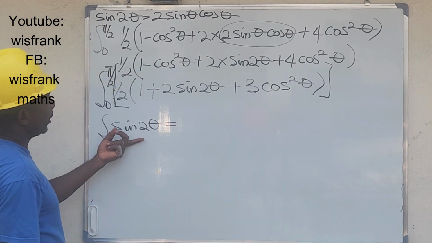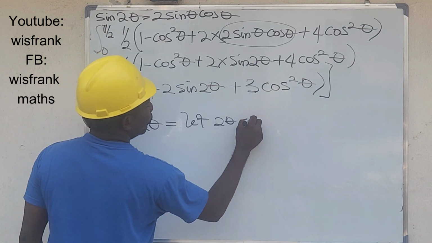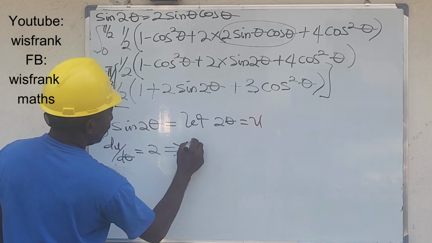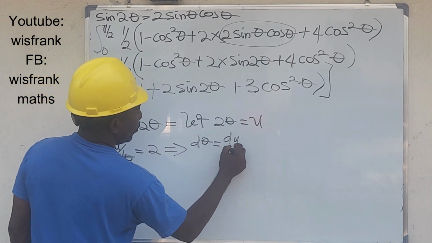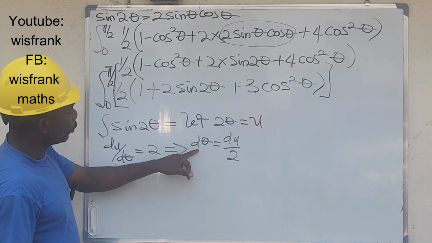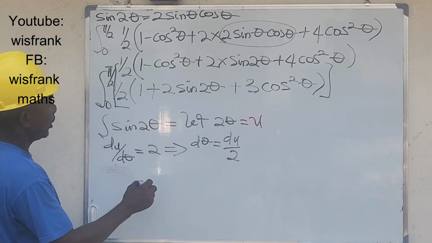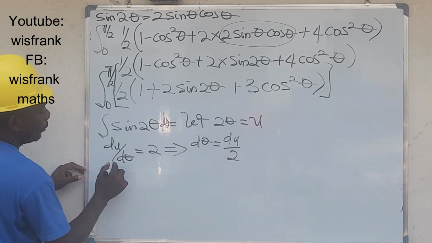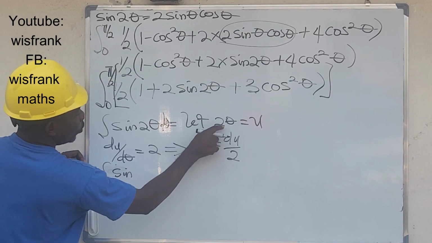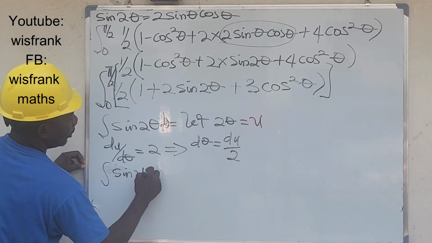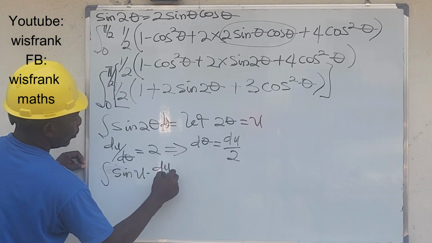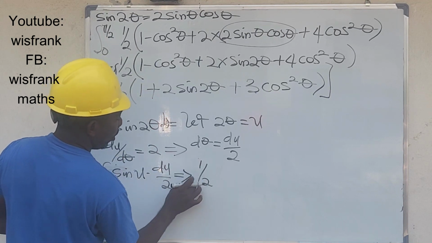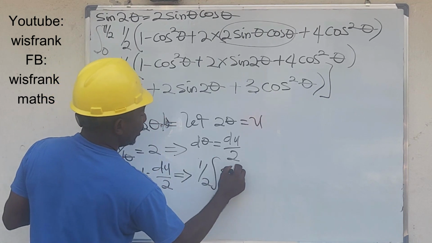Integrating this, we say let 2 theta equals u. Then du d theta will give us 2. Therefore, d theta equals du all over 2. Then for us to substitute the d theta into this other place, we now have the integral of sine u, because we say 2 theta is u, times, in the place of d theta, du all over 2. So this is the same thing as 1 all over 2 outside, integral of sine u du.